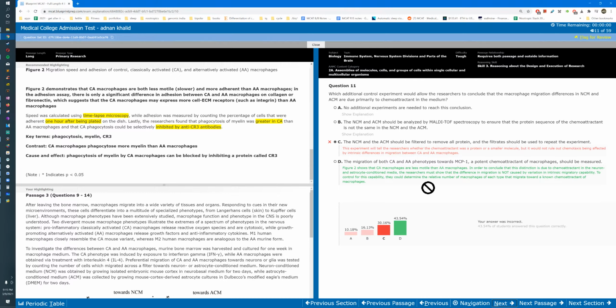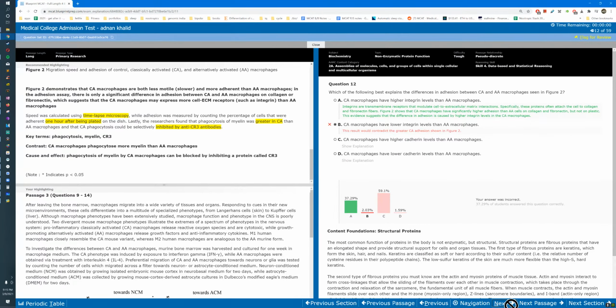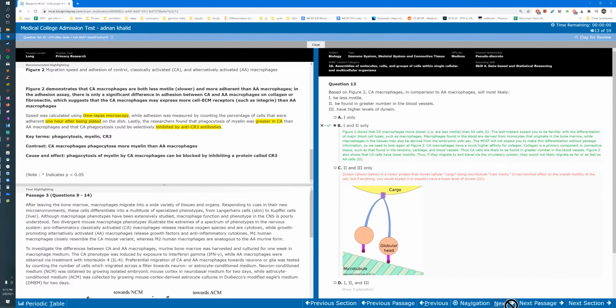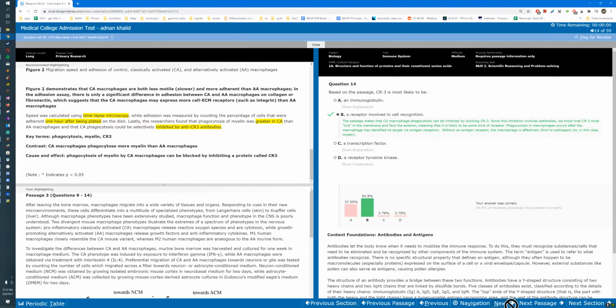I guess I got this one wrong. Whatever. I don't like these types of questions. But CR3, okay. They don't tell you anything. They just say it's an anti-CR3 antibody. So it interacts with antibodies, so it's basically an antigen, aka a receptor.